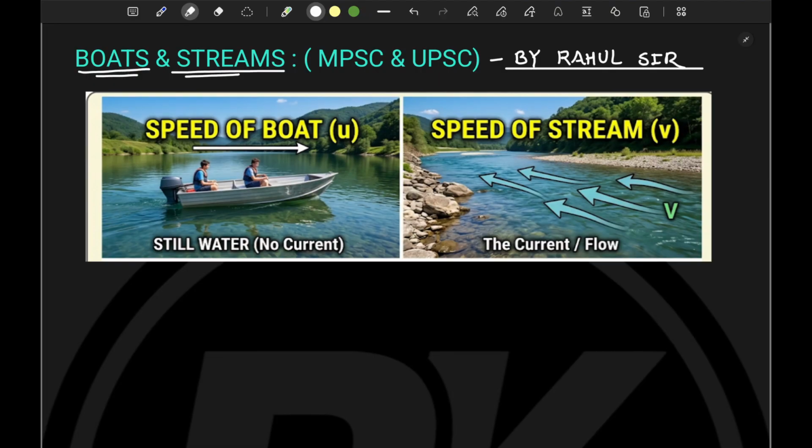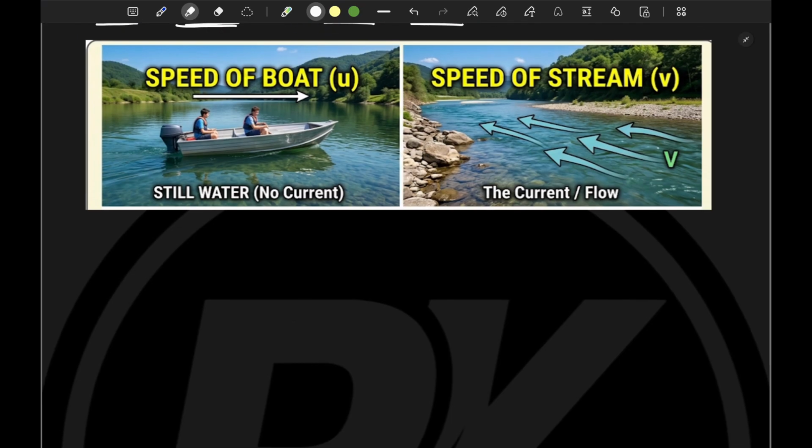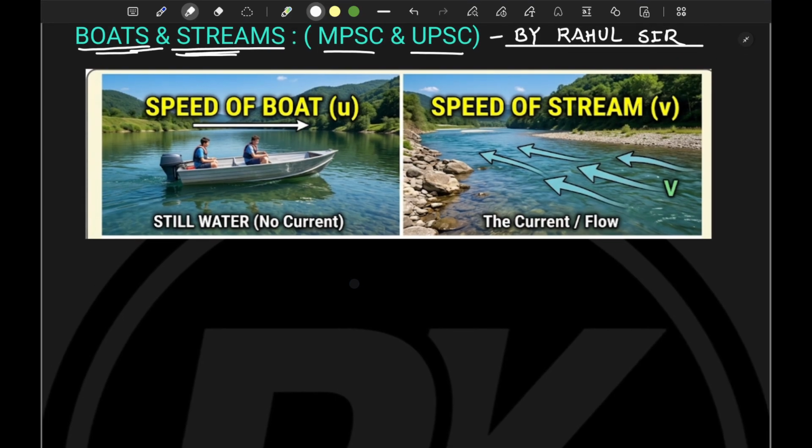So, last week we covered problems on trains, and this week our topic is boats and streams. This topic is important for the MPSC and UPSC exams, and we are going to cover all the problems considering you are preparing for either the MPSC Rajyaseva examination or the UPSC Civil Service examination. Okay. Now, before jumping into the formulas, we will see some basic concepts.